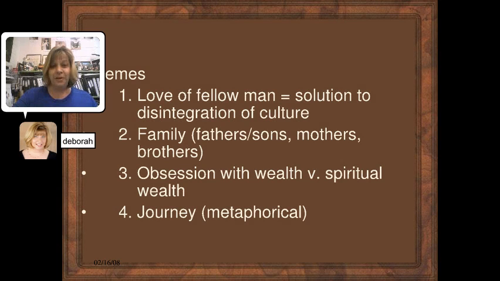Some of the themes that we're going to track throughout the novel include the love of fellow man as your solution to the disintegration of culture. So when everything is breaking down, it's that individual compassion and connection. Also the theme of families. You'll see a lot of pairs of fathers and sons, mothers and brothers. The contrast between people who are obsessed with wealth and things of the earth and spiritual wealth instead. And then the concept of a journey, both physical, literal journeys and metaphorical, spiritual journeys.